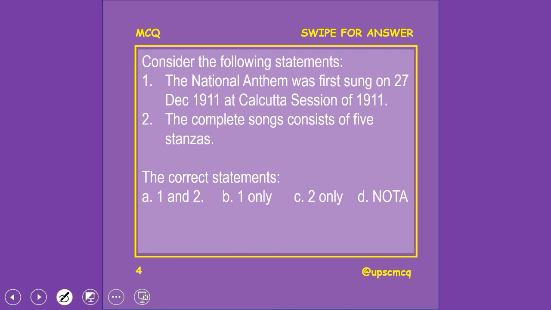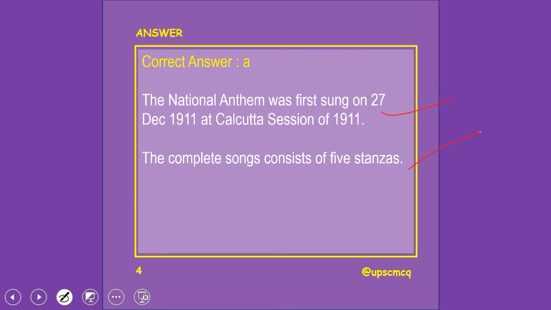Now, the national anthem was sung on 27 December 1911 at the Calcutta session. Correct. The complete song consists of 5 stanzas. That is also correct. I believe A is the correct answer.